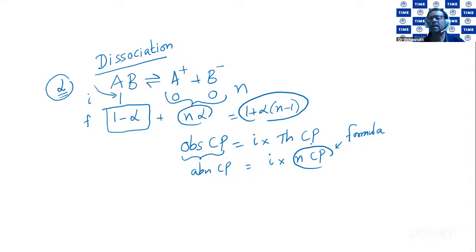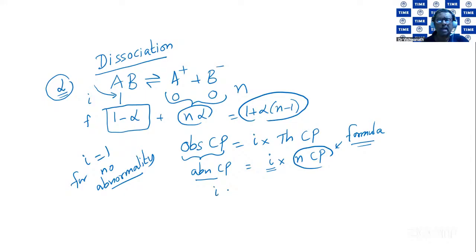Like we wrote delta TB is equal to KB into m. Delta P by P naught is equal to XB, we wrote. So like that, there is a formula. If there is no abnormality, i is equal to 1. So i equals 1 for no abnormality. It means the number of particles is the same as expected, right? But then there can be abnormality. So abnormal colligative property is i into the normal colligative property. So i is equal to the abnormal colligative property by the normal colligative property.